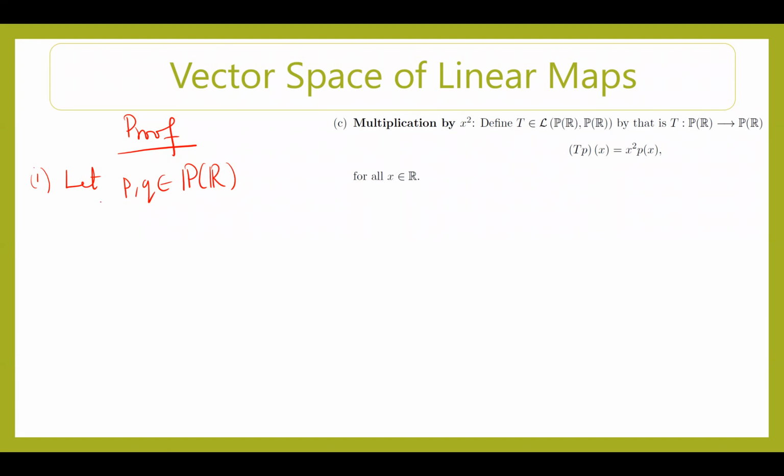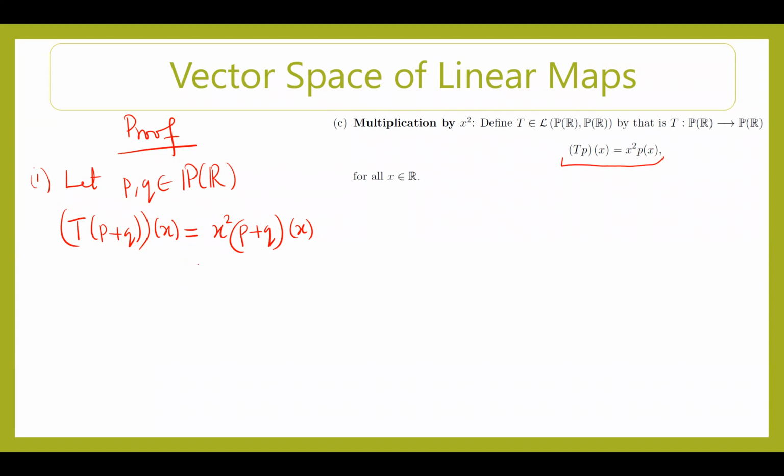So let's start from the left. So T of p plus q, apply this to x. By this definition, if you apply T to a polynomial, you get x squared times that polynomial. This polynomial plus polynomial is a polynomial. So T applied to this single polynomial is x squared times that polynomial, which is x squared times (p plus q) of x.